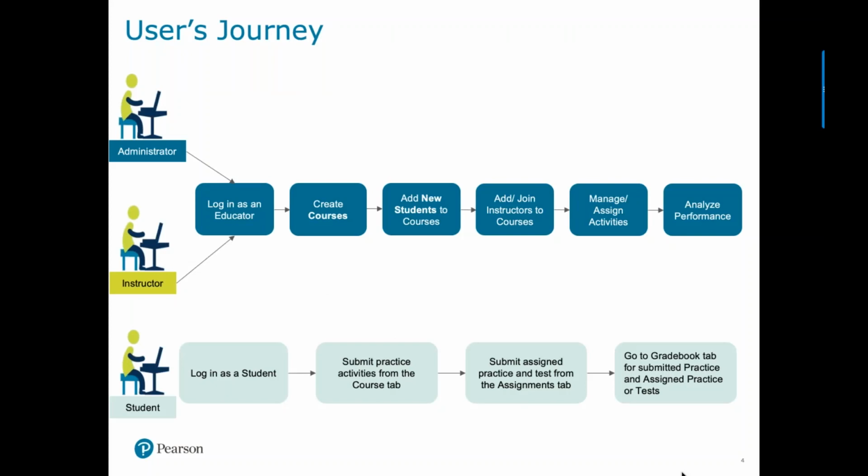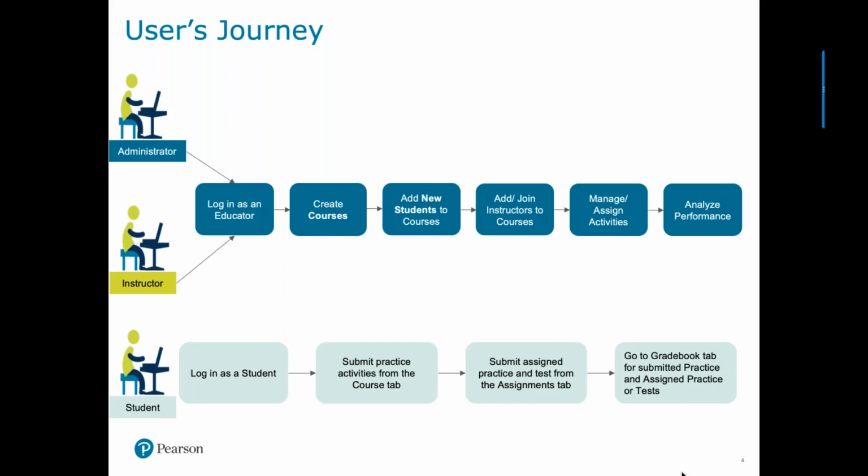I think it's important for you to understand the user's journey. We have at the top the administrator or the instructor, but that's basically where the educator lies. We identify two specific users, which are the educator and then the learner or student. The educator journey can be broken into two different roles: an administrator role and an instructor role. When you log in as an educator, you're automatically brought into the instructor role.